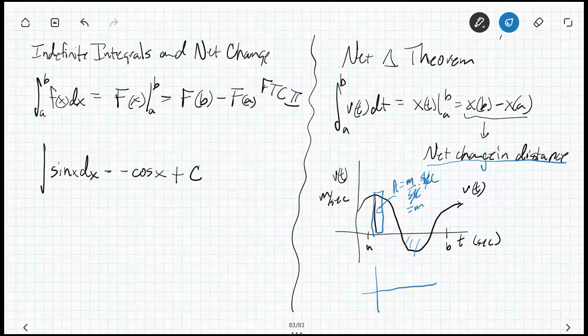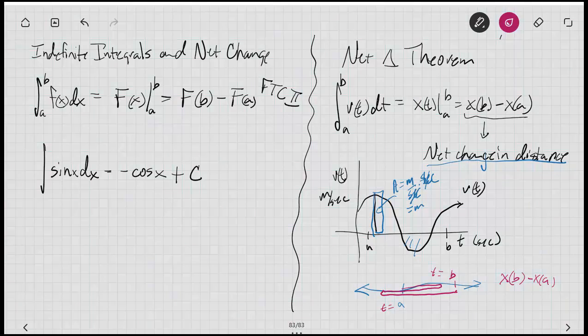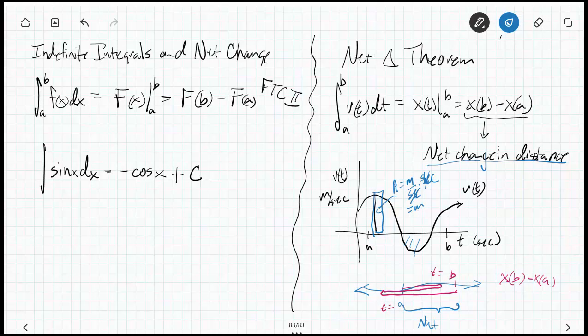I don't even need that vertical line. Let's say that I had a particle and I knew its velocity, and it started at A and it went right, and then it went left, and then went right again, right? This is t equals a, and this is t equals b. I know that x of b minus x of a would be this distance right here. This is the net change.